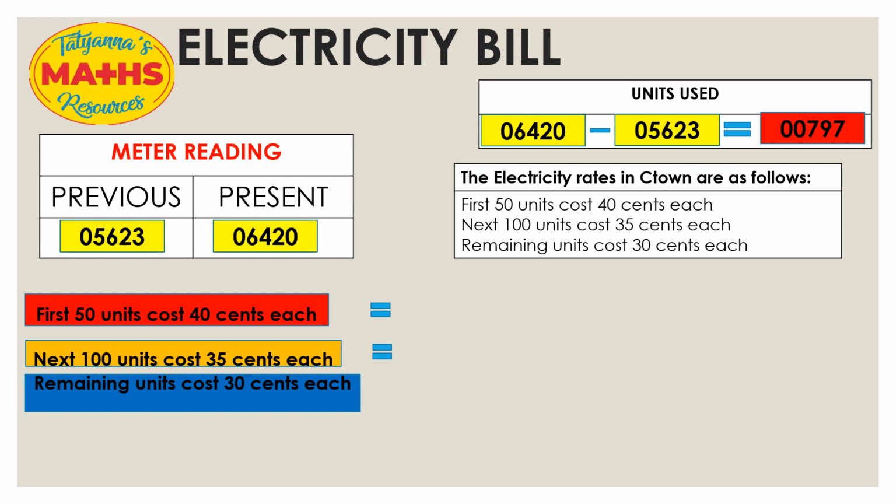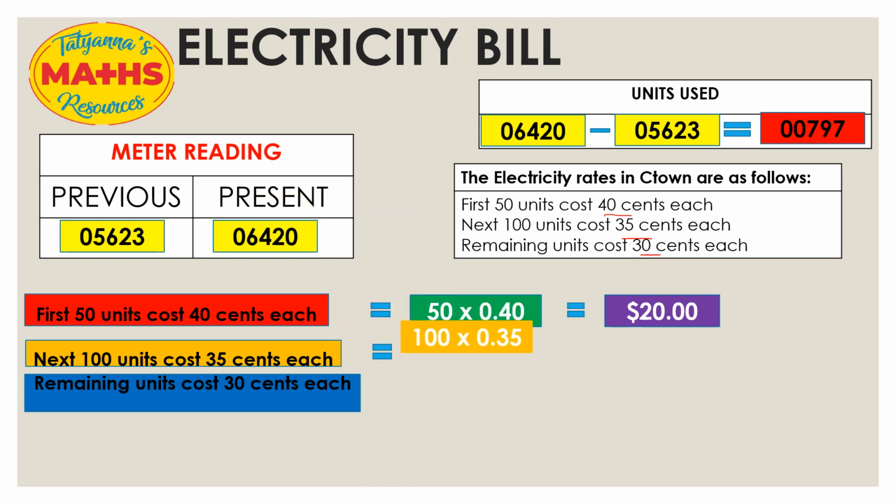Let's look at the rates. First 50 units cost 40 cents. Next 100 units, 35 cents each. And the remaining would cost 30 cents each. So first 50 units, that is going to give us 50 times 40 cents, which equals $20. The next 100 times 35 cents, that is going to give us $35.